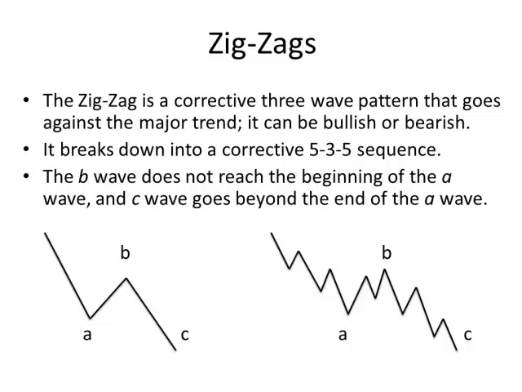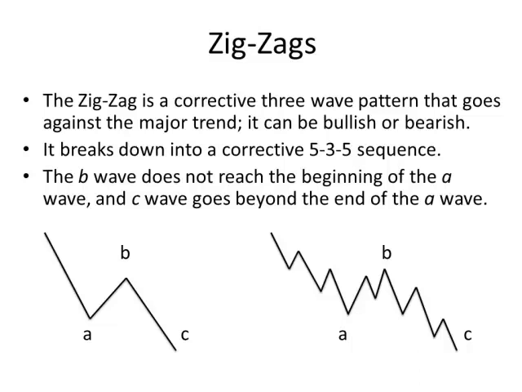The main characteristic of the zigzag is that we break down into a 5-3-5 corrective sequence. The zigzag has 3 waves, A, B, and C, and each of those waves has its own number of waves. The A wave has 5 waves in it, B has 3 waves in it, and C has 5 waves in it. So that is the 5-3-5 sequence.